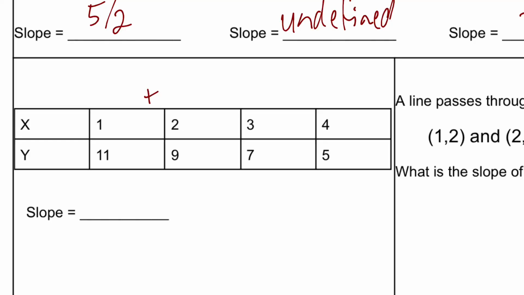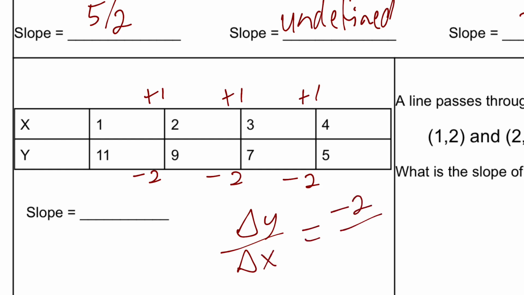If you consider the pattern here, the x's are increasing by 1, and the y's are going down by 2. Remember, it's change in y over change in x. So that's negative 2 over 1, or just negative 2.